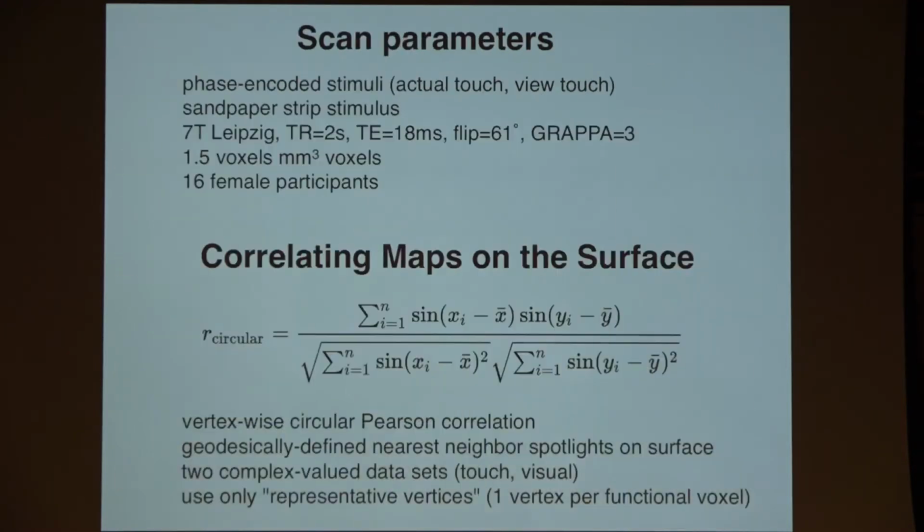So we'll just compare these two here, just the actual touch to the first-person view of touch. We had to improve our pipeline here. These are 7T data, 1.5 millimeter squared voxels, all female participants. We're doing vertex-wise circular correlation on geodesically defined nearest neighbor searchlights, taking two sets of complex valued data, and only using representative vertices so we don't double dip. And that gives me a chance to show some colored pictures.